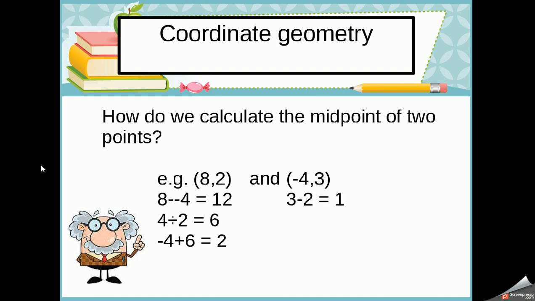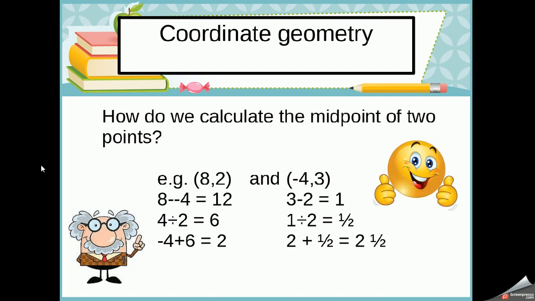So the x of the midpoint is going to be 2. I'm going to do the same with the y. So I deduct the smaller number from the larger number to give me 1. I divide the number by 2, which is a half, and then add it on to the smaller value of the y coordinates to give me 2.5. And so there I have the two coordinates of the midpoint, 2, 2.5.